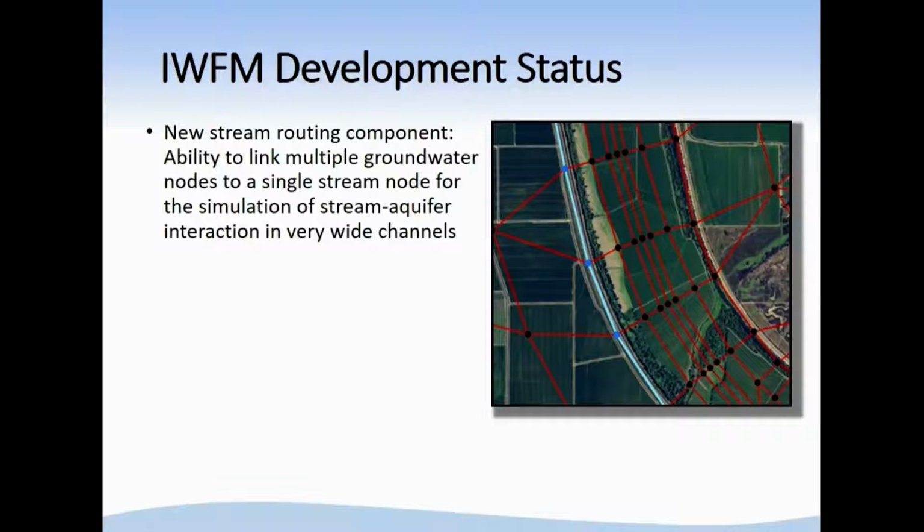So what happens is when you look at, let's say, the Sutter Bypass, you have this huge channel with a lot of groundwater nodes along the channel. The question is, if I have multiple nodes or cells within the channel, how can I capture stream-groundwater interaction? So now you can list all these groundwater nodes and link them to a single stream node, and we calculate stream-groundwater interaction at multiple nodes linked to one single stream node.